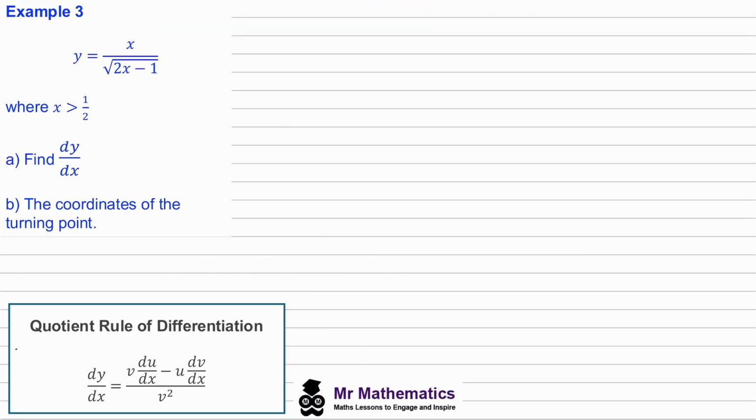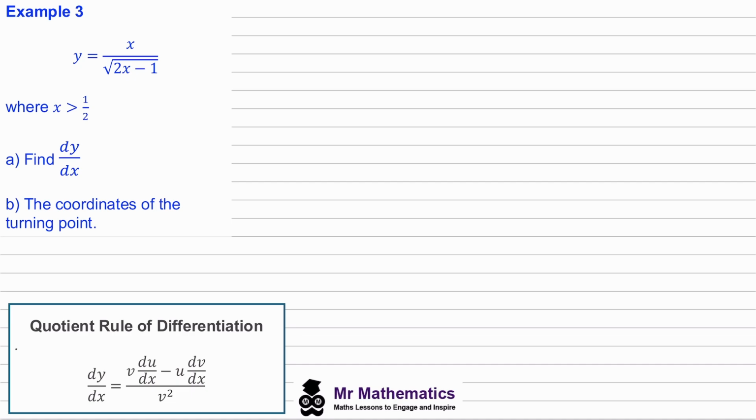So do you want to give this question a go yourself? We're given y as x over the square root of 2x minus 1. We're told that x has to be greater than 1/2, because if it was equal to 1/2, we would be dividing by 0, which is undefined. So we need to consider these limits. Do you want to try and work out dy by dx and then find the coordinates of the turning point? You can pause the video and come back when you're ready.